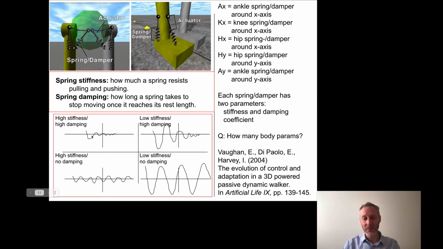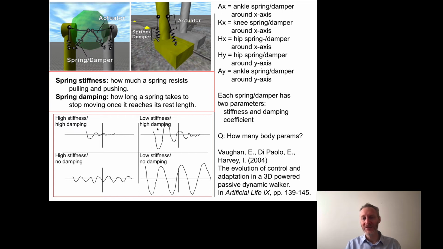Damping is how quickly this oscillation gets damped away, right? A spring is springing and it'll oscillate around its resting length. How long will it oscillate for? Let's look at this one down here, high stiffness. So it doesn't want to go very far away from its resting length. But if there's no damping, it will continue to oscillate around its resting length.